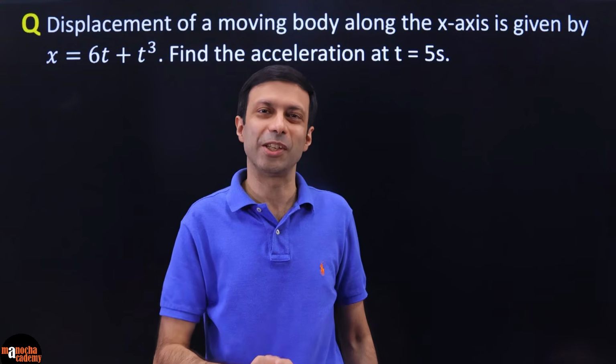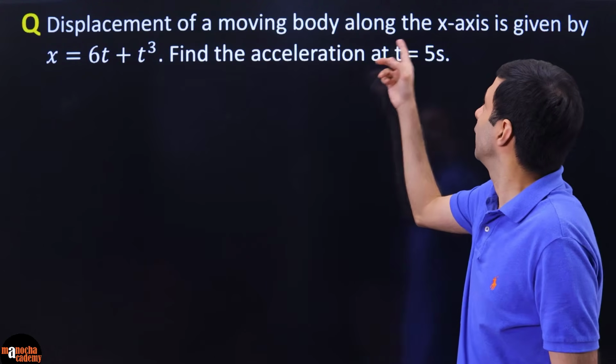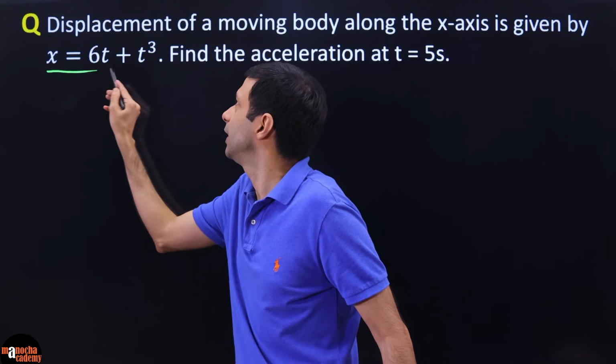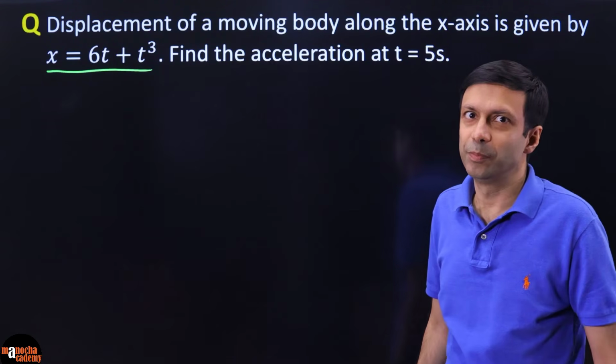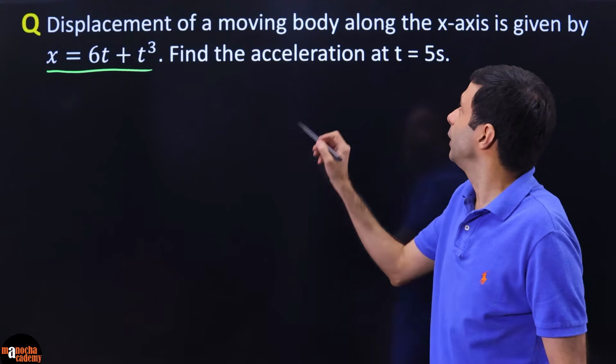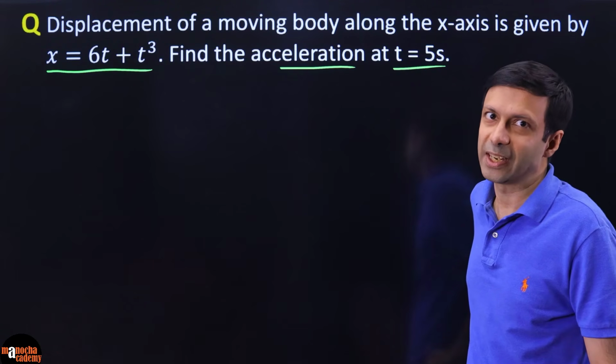Now I have an interesting question for you. The question says, displacement of a moving body along the x-axis is given by x equal to 6t plus t cube. So the displacement is given in terms of time. You need to find the acceleration at time equal to 5 seconds.